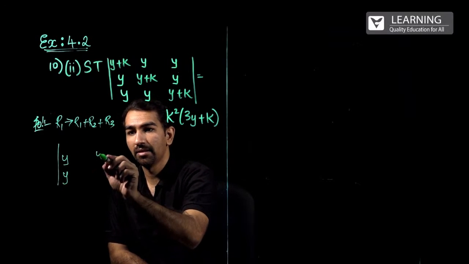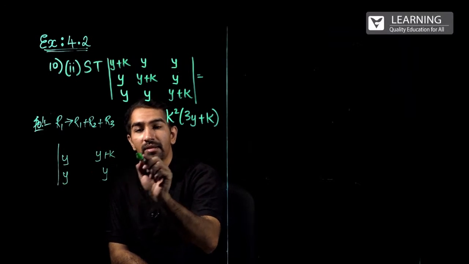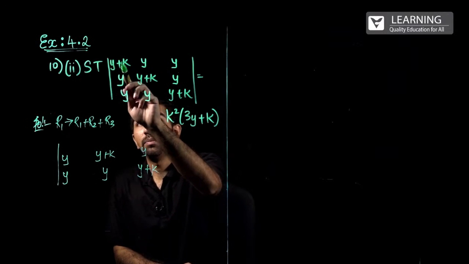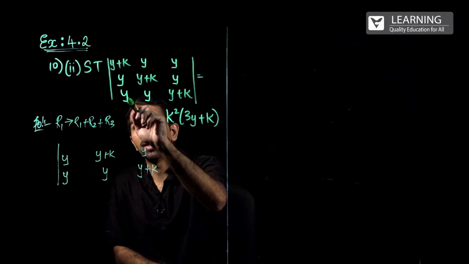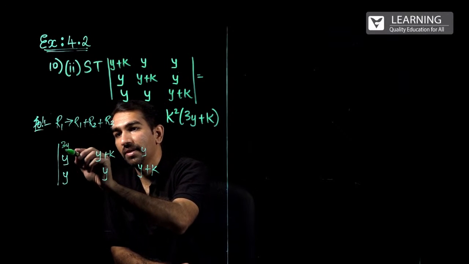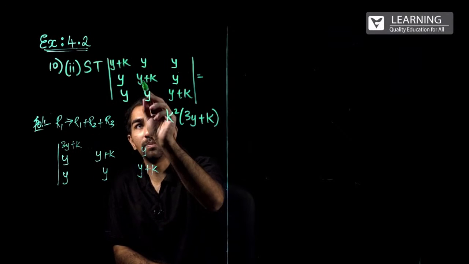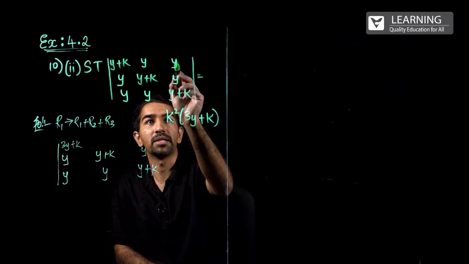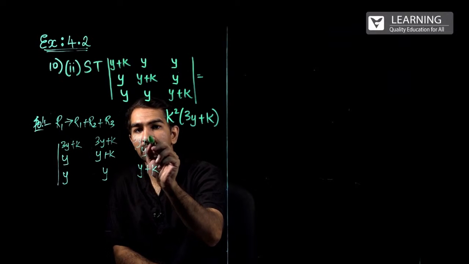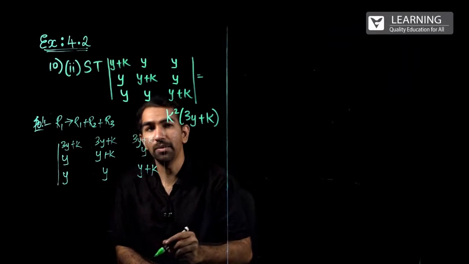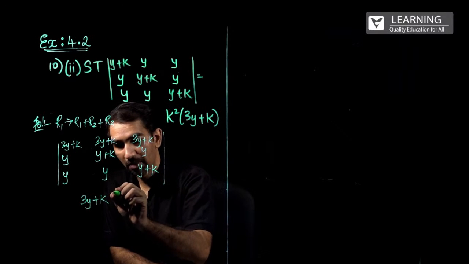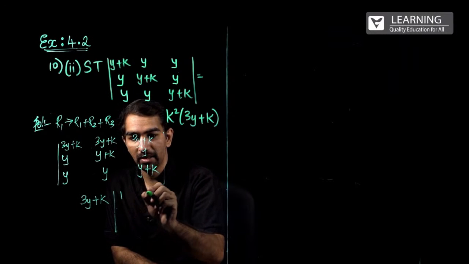Y plus k, y of y plus k. Now see the R1. Y plus k plus y plus y. So y plus y plus y is 3y plus k, correct? So here we'll write 3y plus k. Same thing here. Y plus y plus y plus k, y plus y plus y plus k. So this will become 3y plus k and 3y plus k. Can you take out 3y plus k outside now? Yes. So take out 3y plus k common from the first row. You will be getting 1, 1, 1.